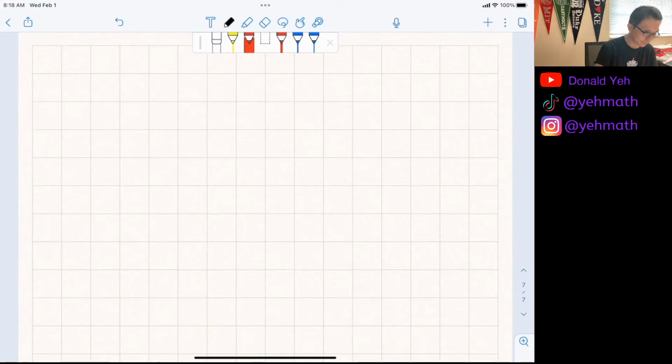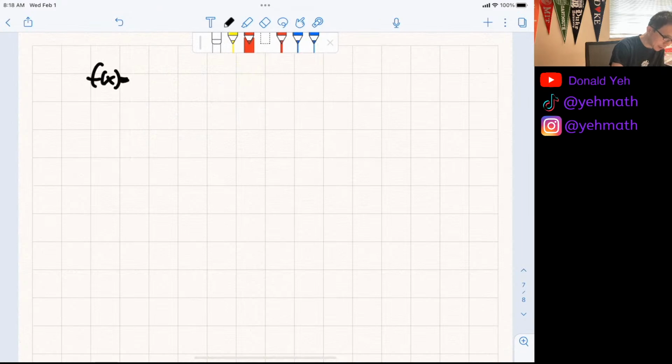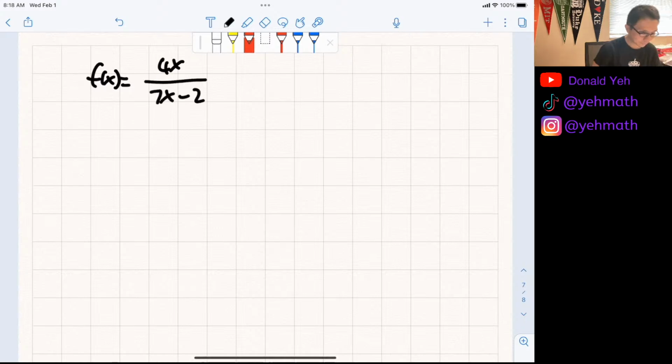Okay, but let's practice finding an inverse function. Do you guys know how to find the inverse function of this one? Just a little bit of algebra review.